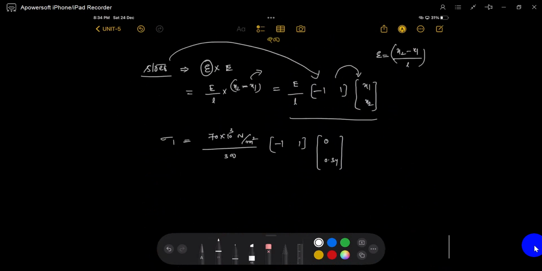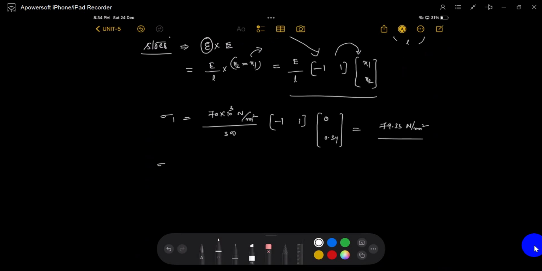So now, what is that value? That value is 79.33 Newton per mm square. That's the stress, you will get it.